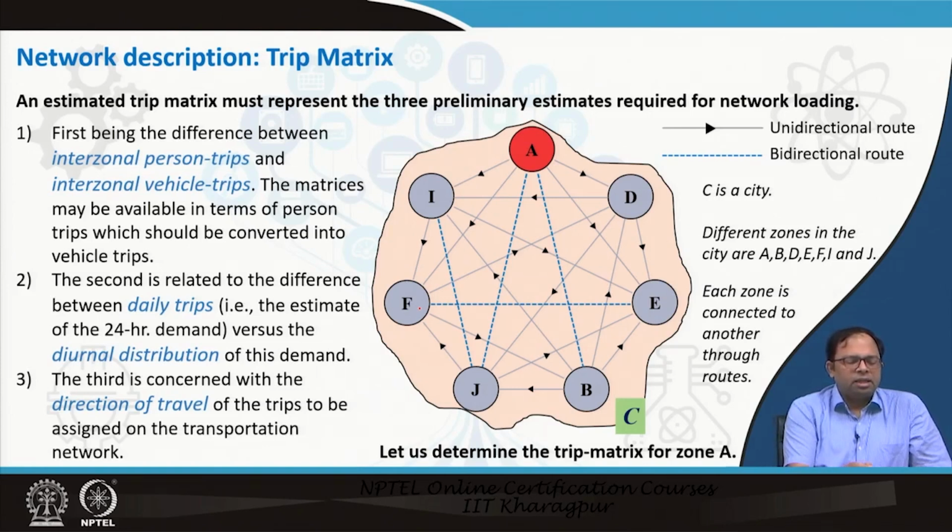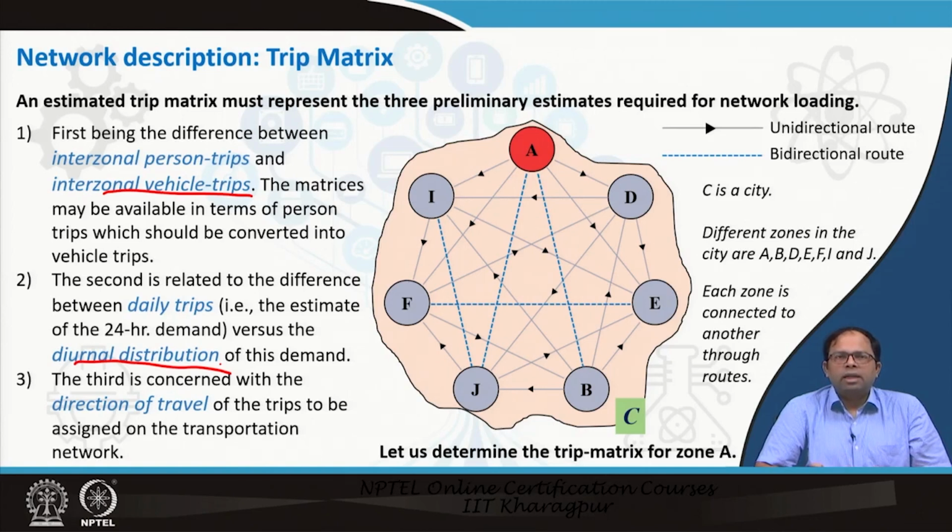The first thing is we need to consider interzonal vehicle trips and not person trips, and accordingly we need to develop the matrices, and then we also need to consider the diurnal distribution of trips. We are not going to consider the overall 24-hour day period of how many trips go from one zone to another. The distribution has to be hourly or for the peak hour, and then we also need to know the direction of travel of trips to be assigned to a transportation network. So, this is also very, very important.